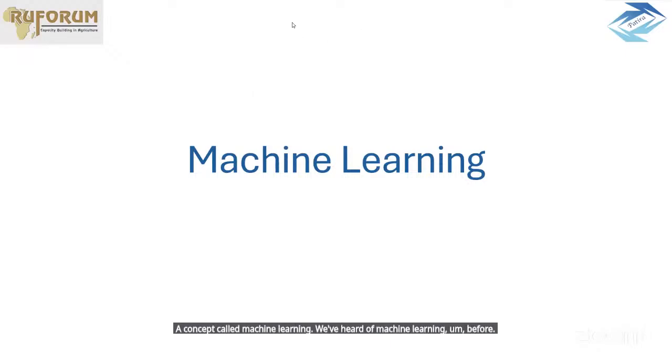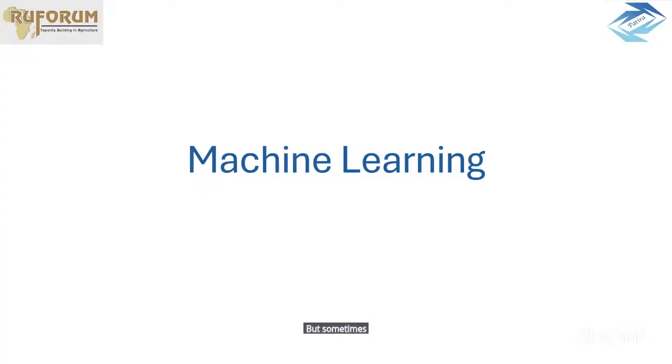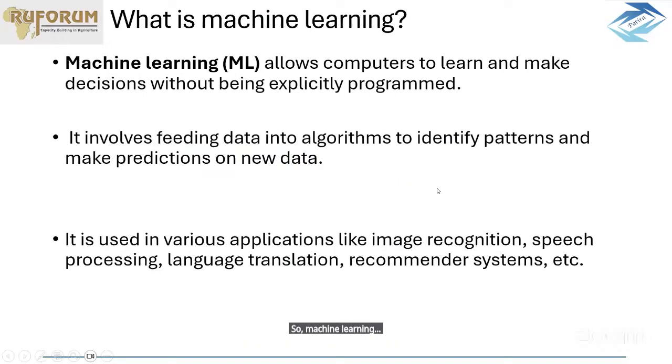We need to understand what machine learning is so that as we proceed, we quickly understand what we are doing with machine learning algorithms, because we've already started using them, but sometimes we confuse what machine learning is and what it's not. So machine learning is what allows computers to learn and make decisions without being explicitly programmed.